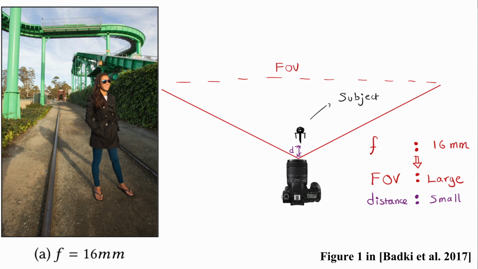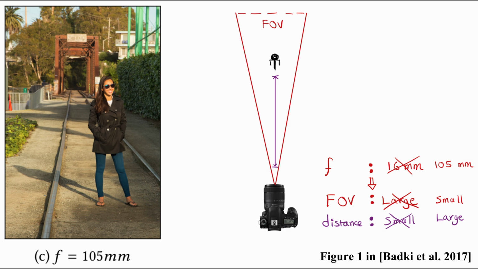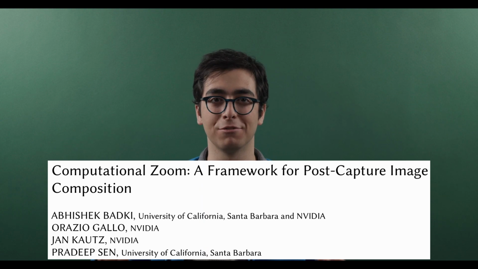The interesting thing is that different compositions can give vastly different results for the exact same scene and the exact same subject. But what if I only find the perfect composition after capturing the image? Or I want a physically impossible composition, such as getting something that's very far away from me to be right beside me. This is where Nvidia Research's computational zoom paper comes in.